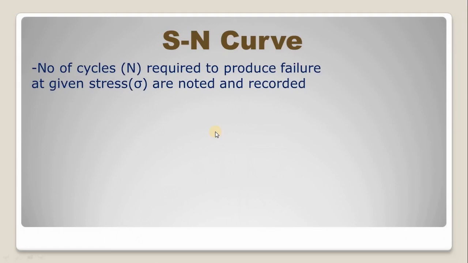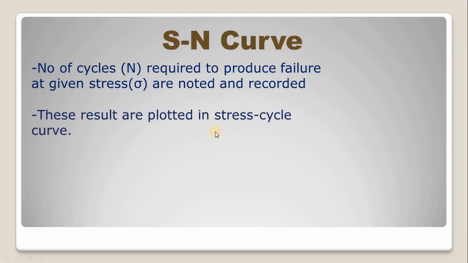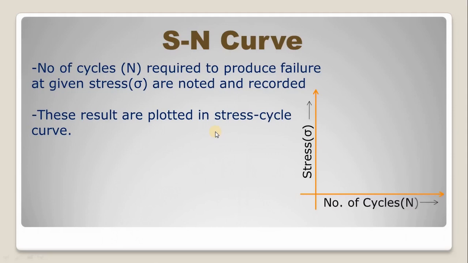So for the SN curve, SN meaning stress and number of cycles, which is called the SN diagram, the number of cycles required to produce failure at a given stress are noted and recorded. These results are plotted in a stress-cycle curve like this. On the x-axis we are plotting the number of cycles, and on the y-axis we are plotting the value of stress.